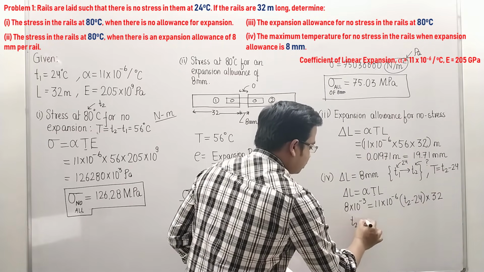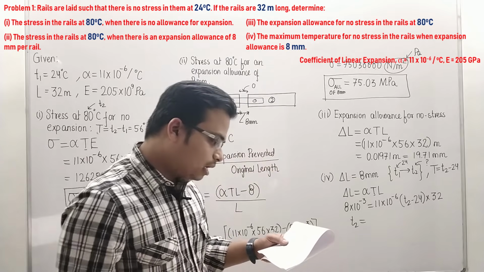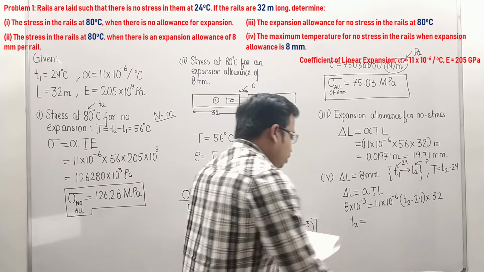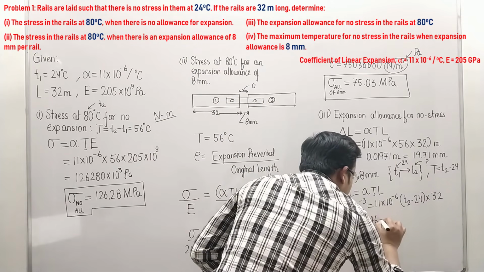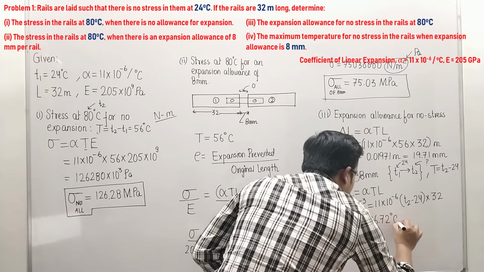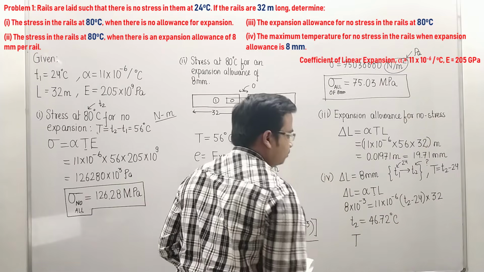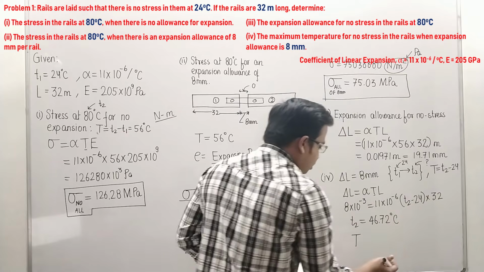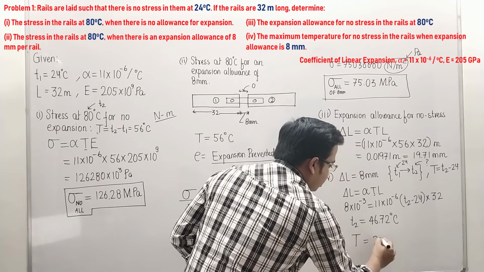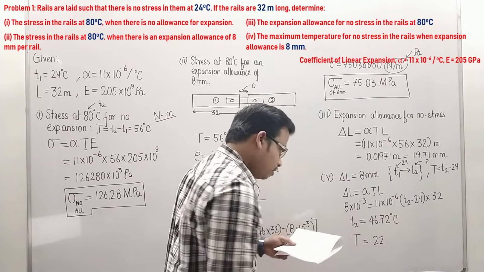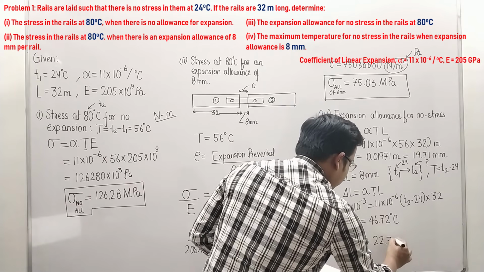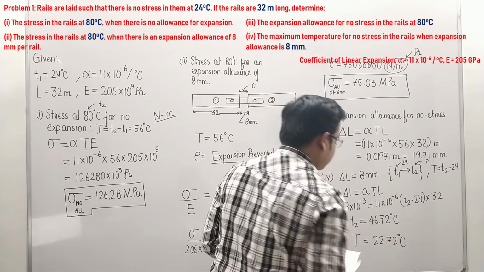T2 is going to work out as, let me tell you, T2 is going to work out as 46.72 degrees Celsius. 46.72 degrees Celsius. And if you want to find the rise in temperature, that can also be done. T2 minus T1. This is very simple. This is going to work out as 22 point something. What is that something? 22.72 degrees Celsius.